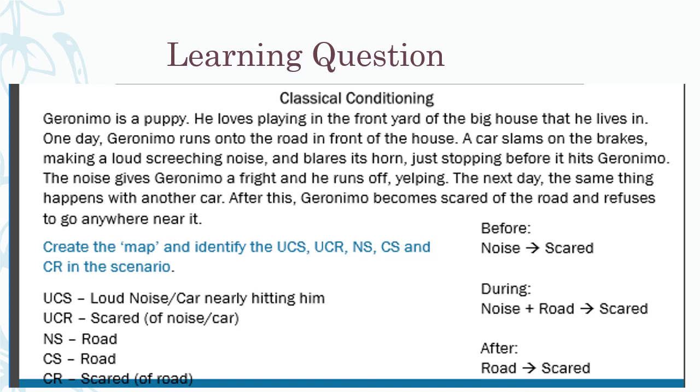So, if we happen to have a look at it, the UCS is the loud noise, the car nearly hitting him. The UCR means that he was scared. But the road was the neutral stimulus to begin with. If you have a look at it, the road then becomes a CS, and being scared of the road instead of the noise becomes a CR. And it's all in here.